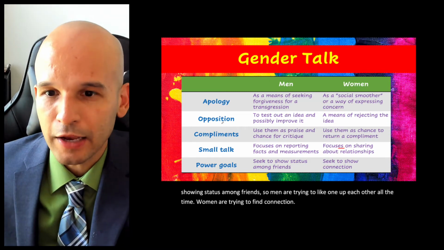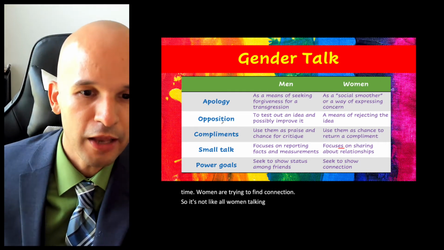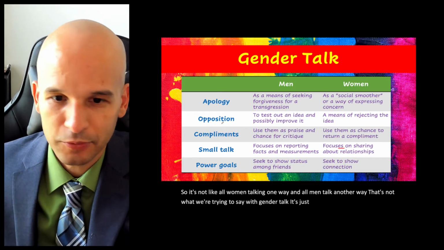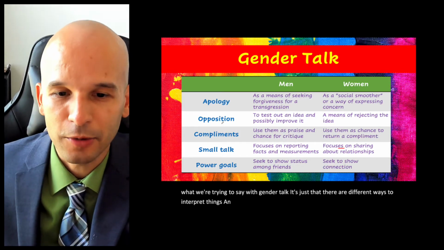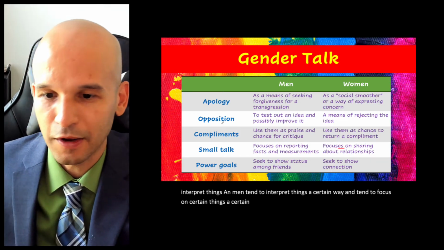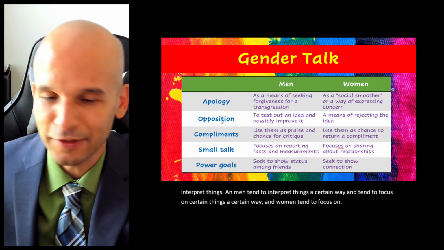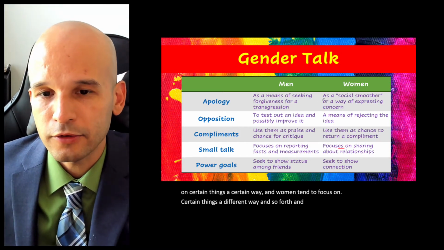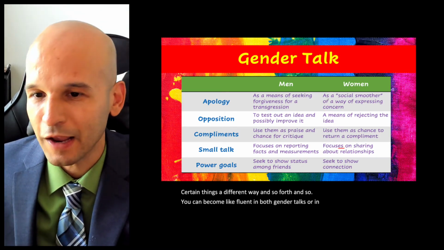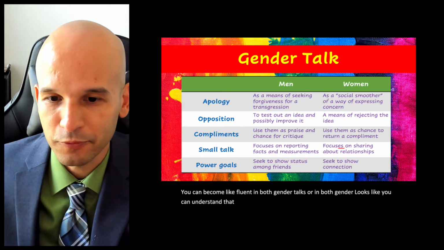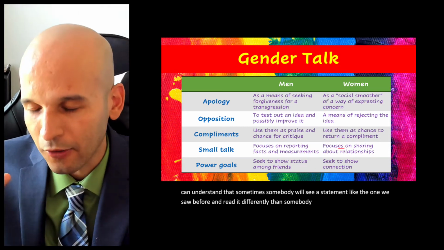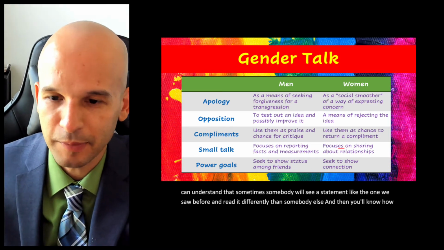So it's not like all women talk one way and all men talk another way. That's not what we're trying to say with genderlect. It's just that there are different ways to interpret things, and men tend to focus on certain things a certain way, and women tend to focus on certain things a different way, and so forth. And so you can become fluent in both genderlects. You can understand that sometimes somebody will see a statement like the one we saw before and read it differently than somebody else, and then you'll know how exactly you should be responding based on who you're talking to.